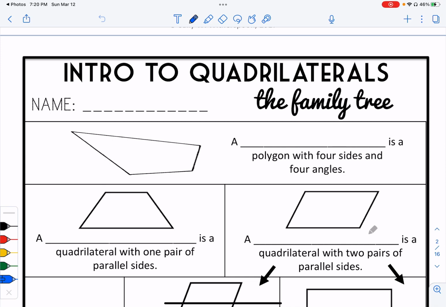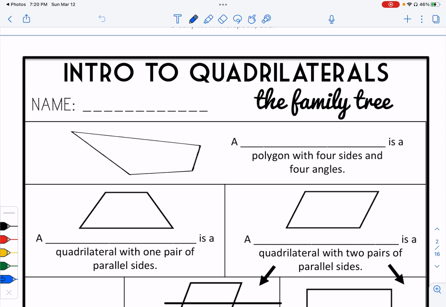Okay, we are going to focus on quadrilaterals for right now. So your sub should have given you some more pages that we're going to work on today. If not, then please pause this video and go get them, because you will be turning these in and these will be going on your grade.